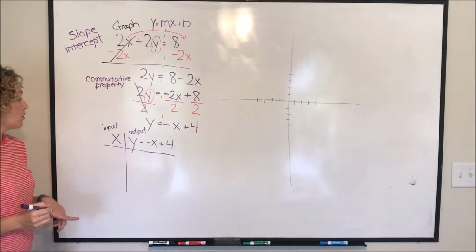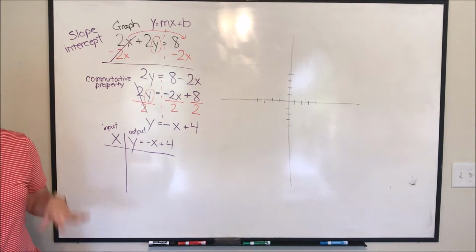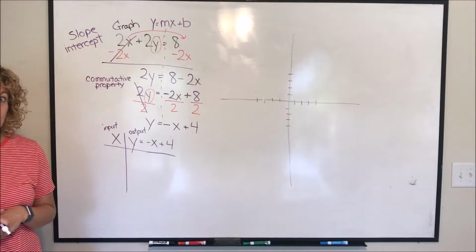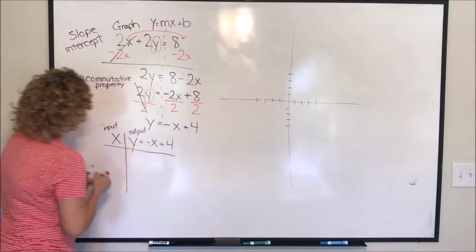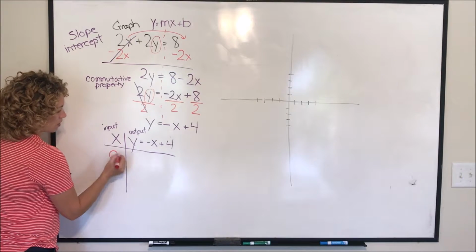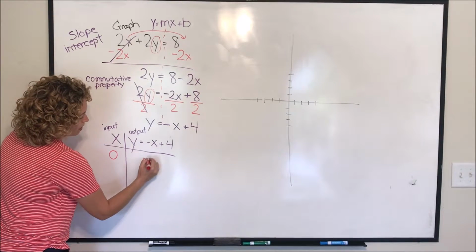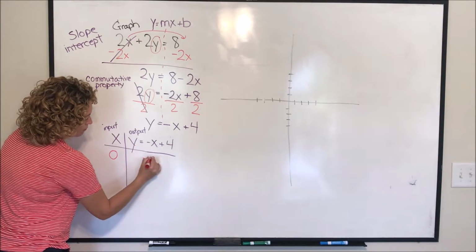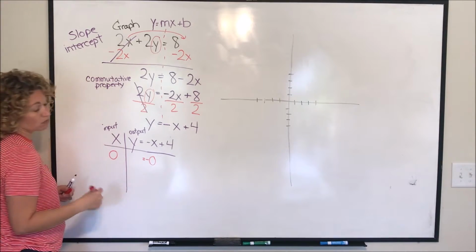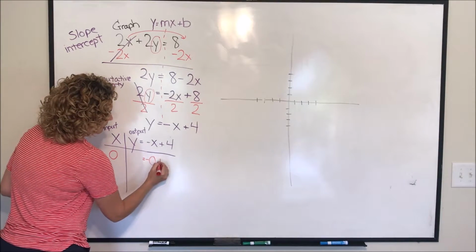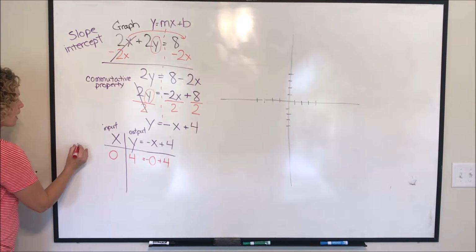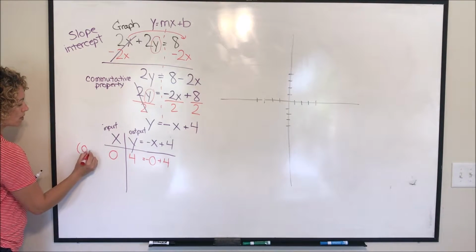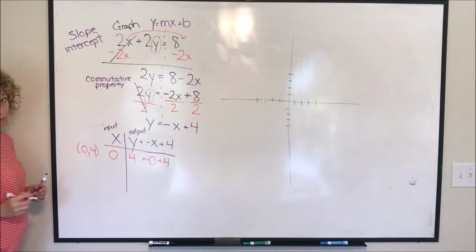Who remembers the x that we always put in first? You should have said 0. So let me put a 0 in here. Now, that says when I put a 0 in for x, I have negative 0, which is just 0, plus 4. What is my answer? Well, it's 4. That tells me my ordered pair is (0, 4).